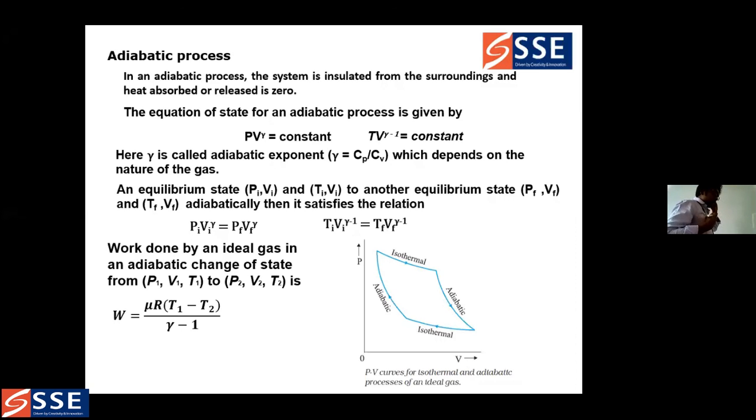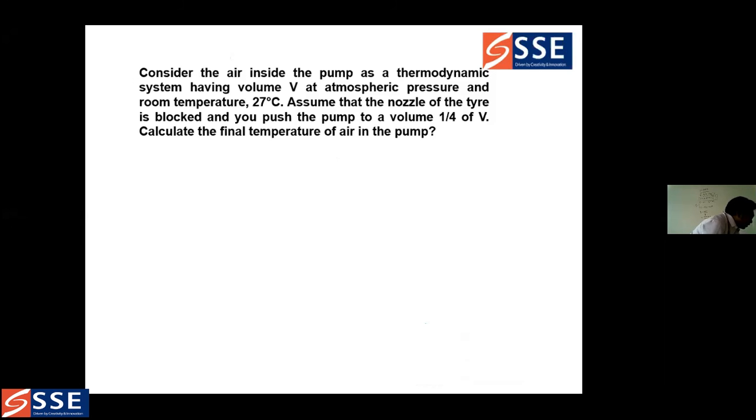Now note the work done in an adiabatic process. W is equal to mu R (T1 minus T2) by (gamma minus 1). There is a big derivation for this, but we don't want to derive it because we are going to solve only for work done. Mu is the number of moles, R is the gas constant, and T1 minus T2 over gamma minus 1. Now we are going to see the problem.